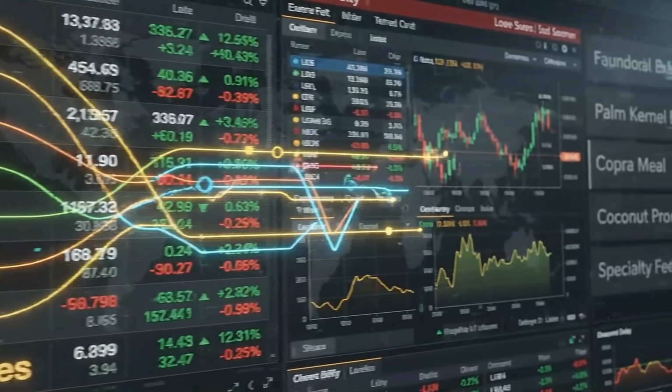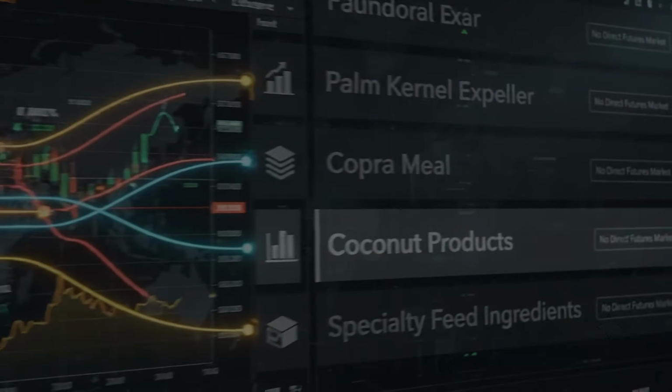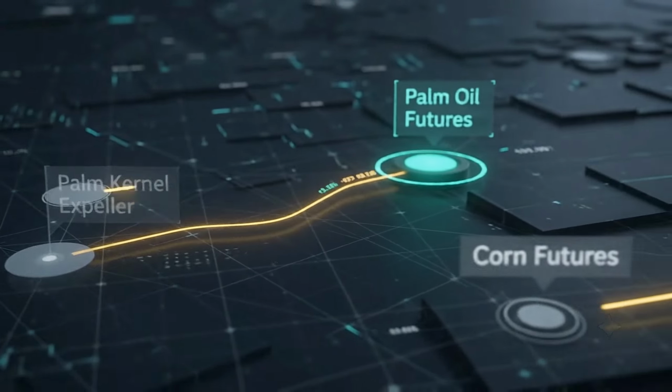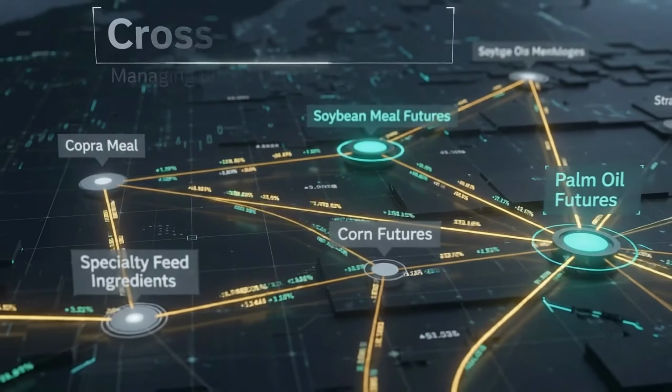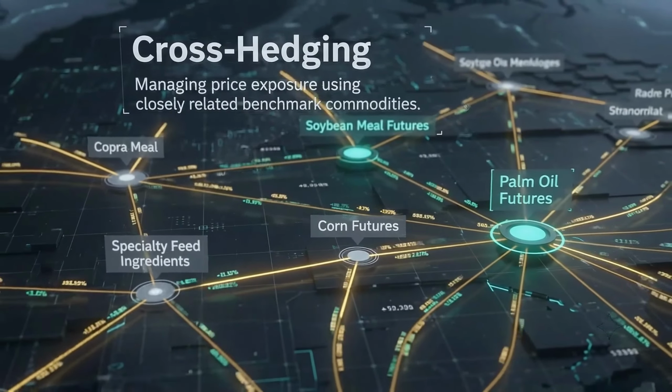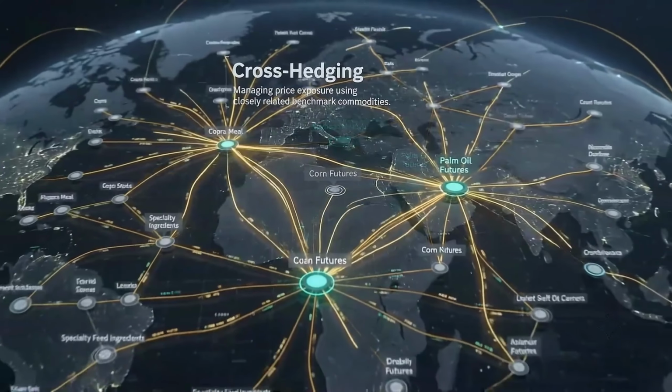Products such as palm kernel expeller, copra meal, or other specialty commodities often have no direct futures market. Instead, companies manage their exposure by hedging against closely related benchmark commodities, a strategy known as cross-hedging.